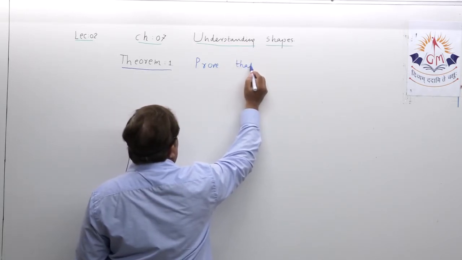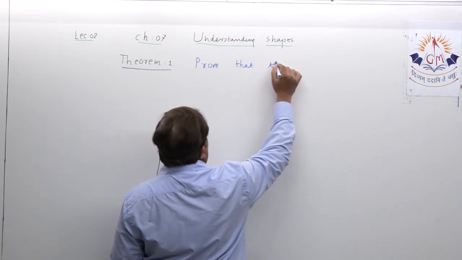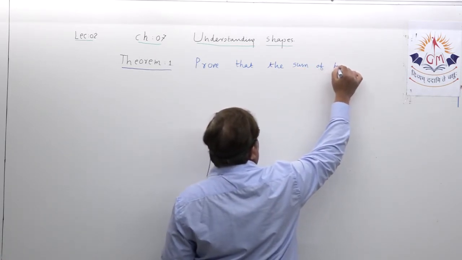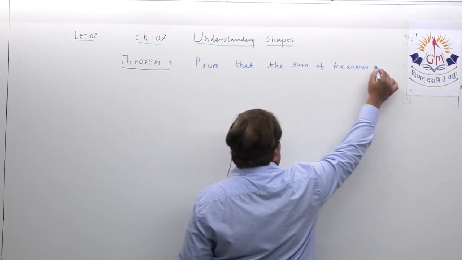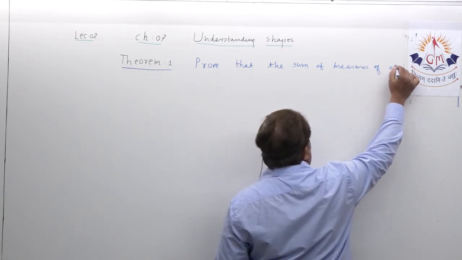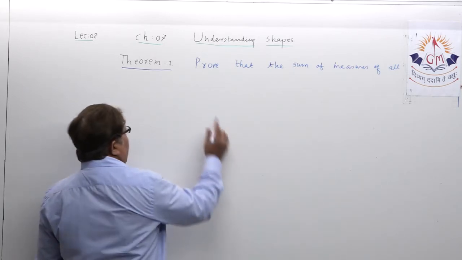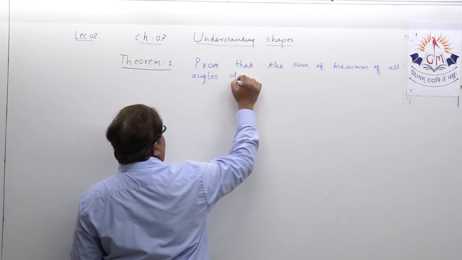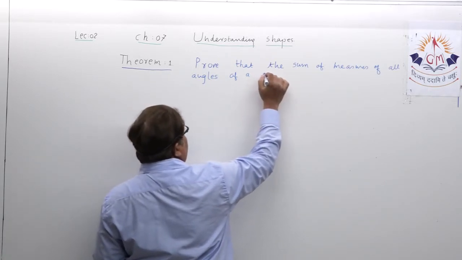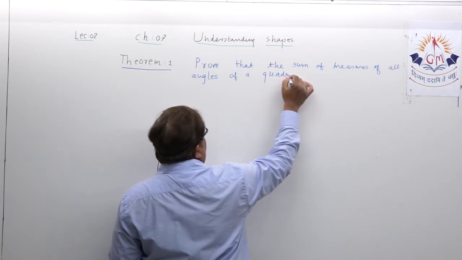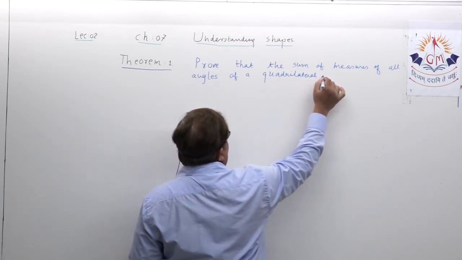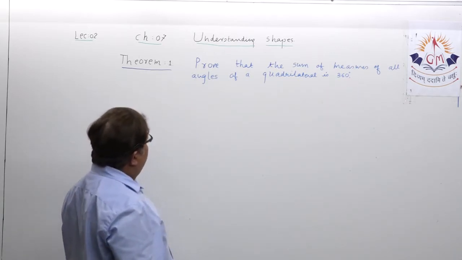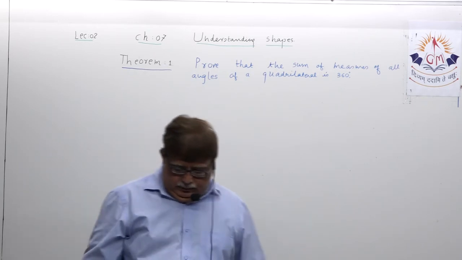Prove that the sum of measures of all angles of a quadrilateral is 360 degrees. All means four angles. This is what we are going to prove.